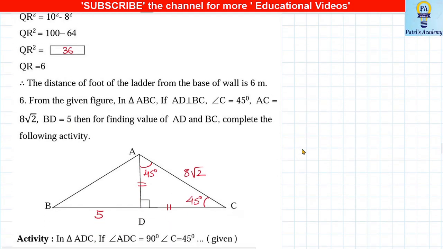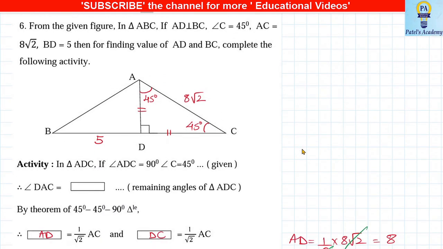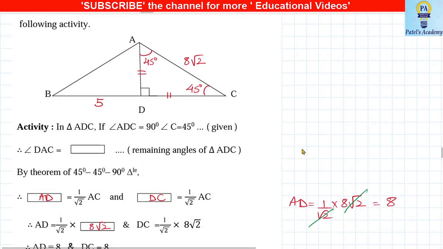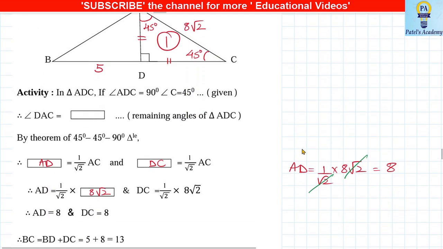Okay, now the next sum. Now what I've done is, students, whatever the information is given, I have already written all the information in the figure. And we have to complete the activity as given below. If you see triangle ADC, this triangle where I've written 1, that is nothing but a 45, 45, 90 triangle. So we know the property is 1 upon root 2 times the hypotenuse. So AD is 1 upon root 2 times AC, and DC is also 1 upon root 2 times AC, and AC is nothing but 8 root 2.